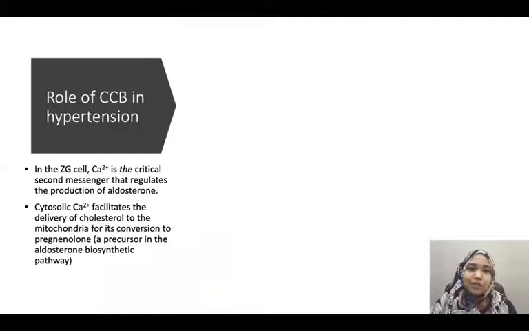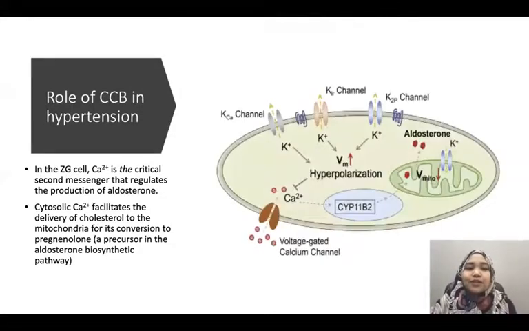Another role of calcium channel blockers is that it blocks the entry of calcium ion, which is important, a second messenger that regulates the production of aldosterone. So in this case, what calcium channel blockers would do is stop calcium ion entry into the cells that is important to facilitate the delivery of cholesterol to the mitochondria for the conversion to pregnenolone. So pregnenolone is a precursor for aldosterone biosynthetic pathway.